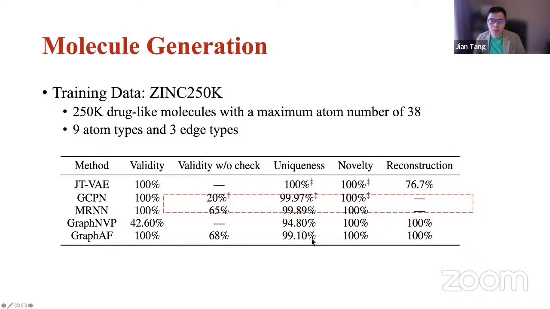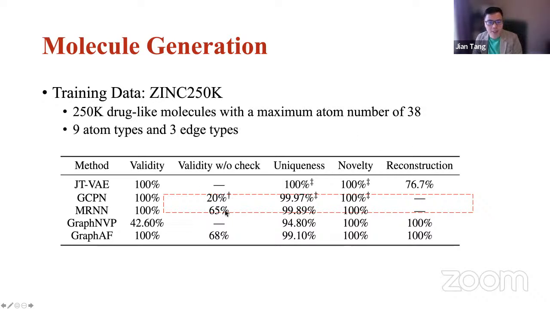Uniqueness means whether the molecules generated by the algorithm are different from each other, which is pretty much the case for all of them. And novelty means whether the molecules generated by the algorithm are different from the training data, which shows that all the molecules generated by the algorithm are different from the training data.